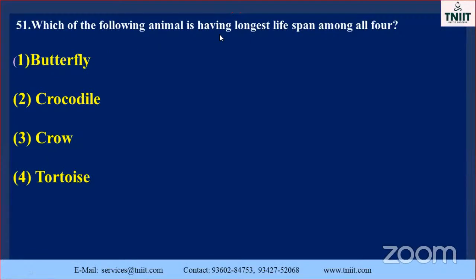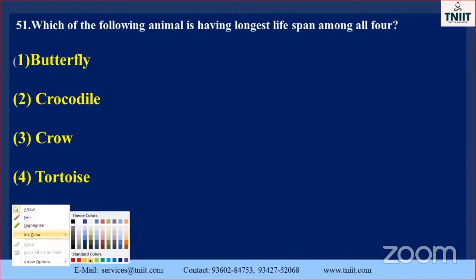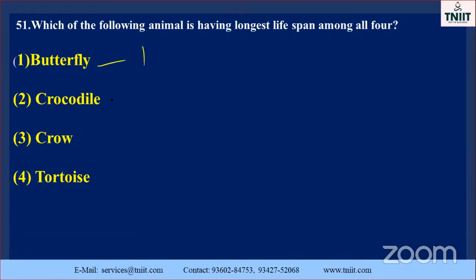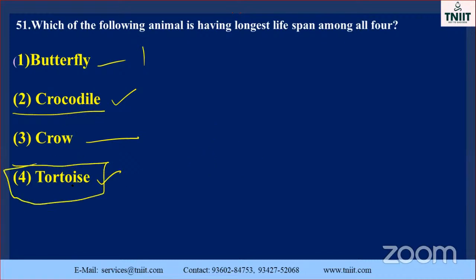Which of the following animals has the longest lifespan among all the following? This is a direct question also. Very simple questions. Butterfly, 1 day. Crocodile, long. Crow, long. Tortoise. So the option is C or D. Crocodile, already long. Tortoise, already long. Take an example. Tortoise is the highest, 300 years. It has a long lifespan.